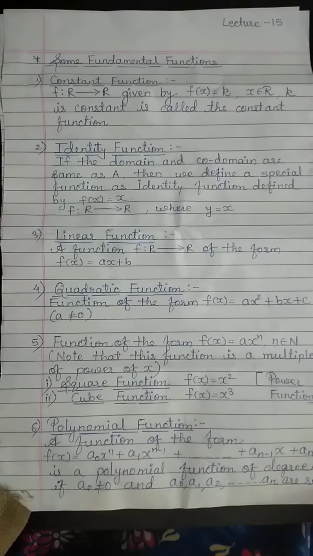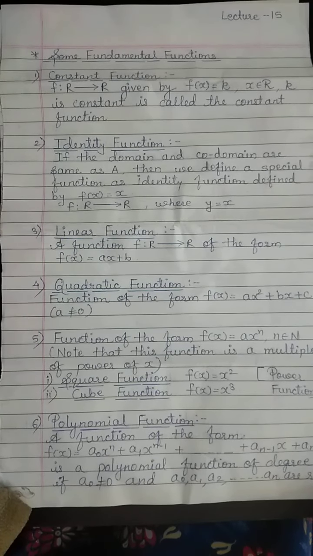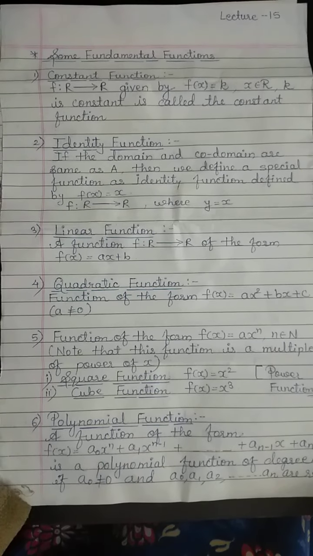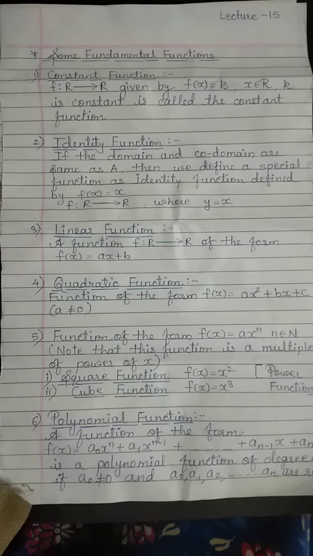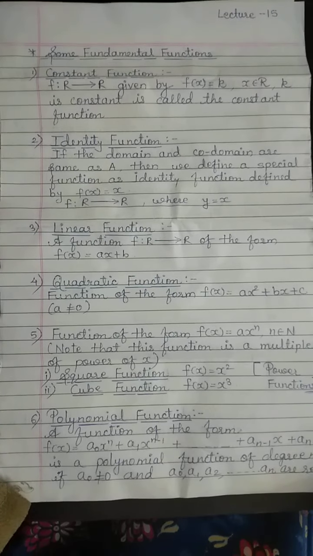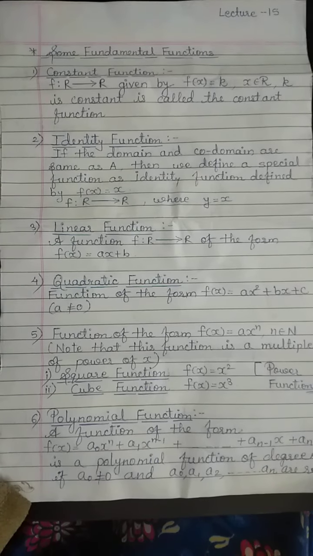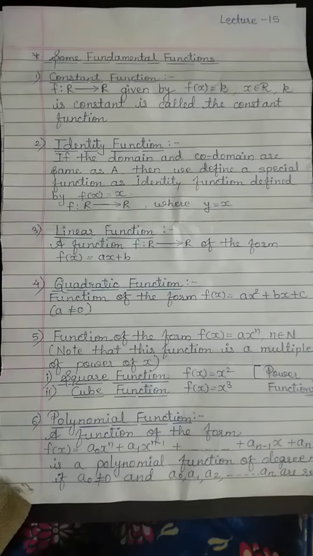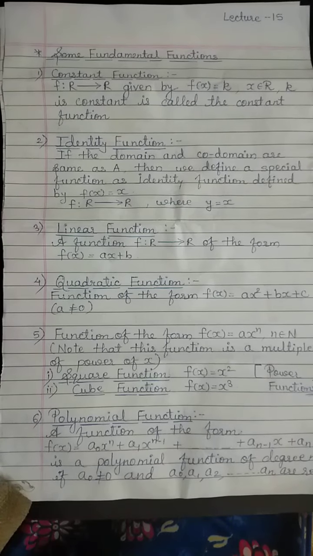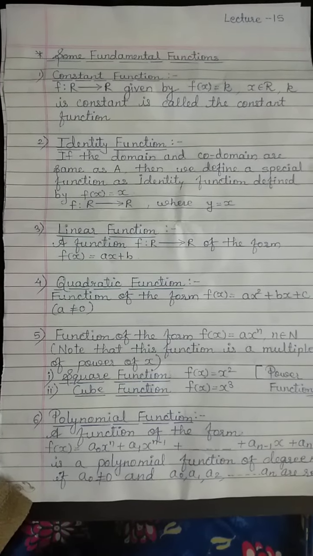For example, suppose we consider f of x is equal to 3. That means we can say that y is equal to 3 because the function y is denoted by f of x. Now, in this case, when we plot the points, everywhere the value of y will be fixed, that is 3. That means for any value of x, the value of y will be constant, that is 3.